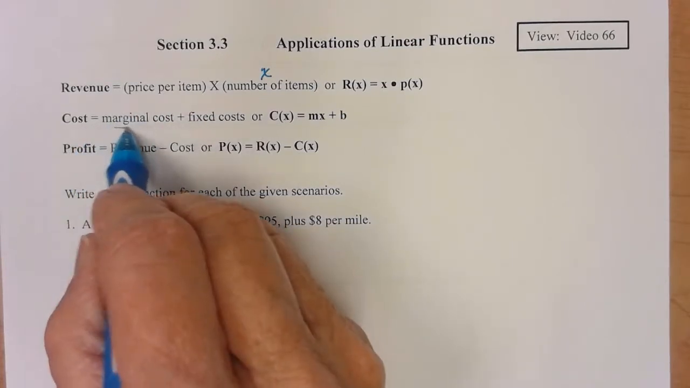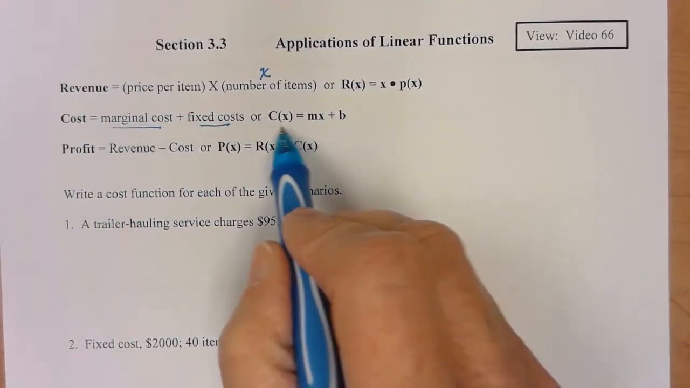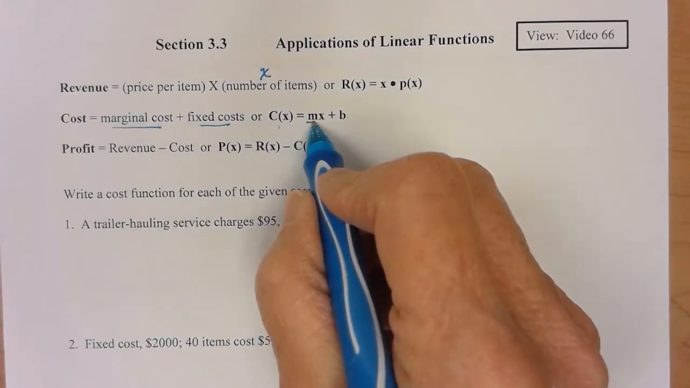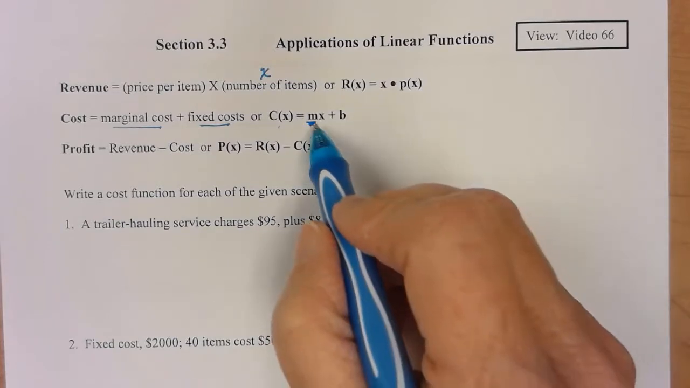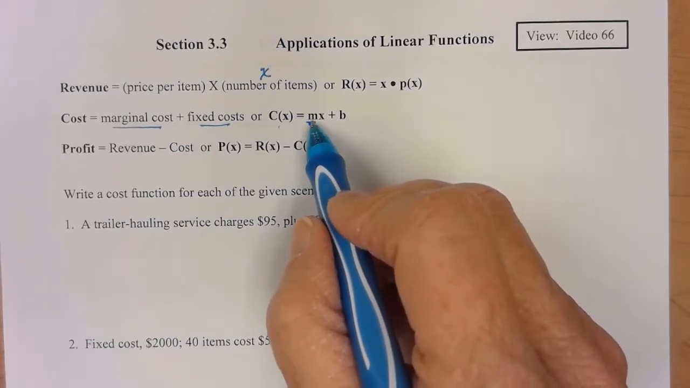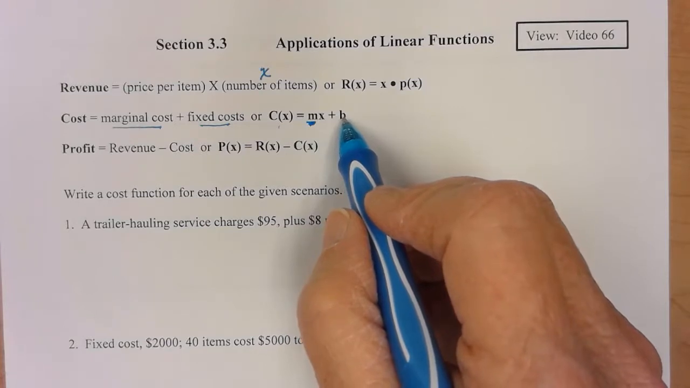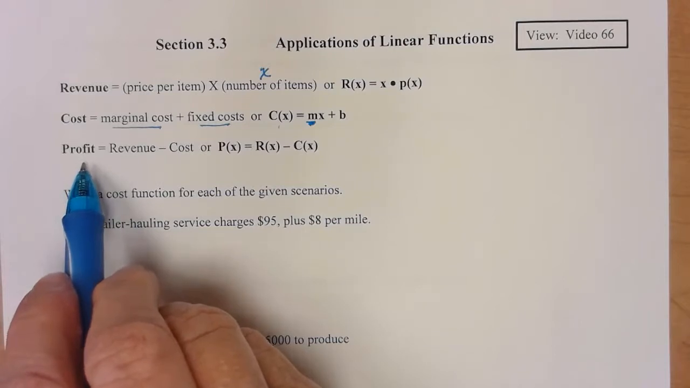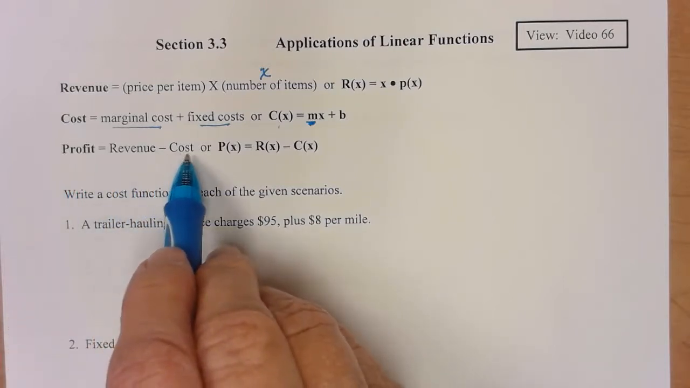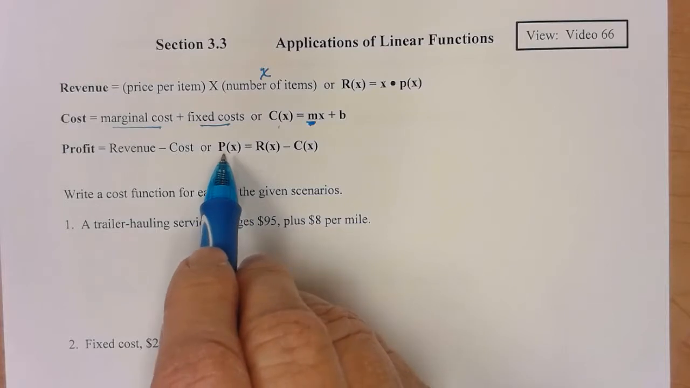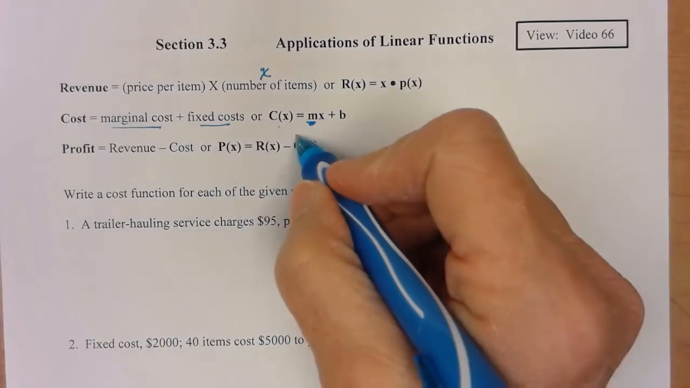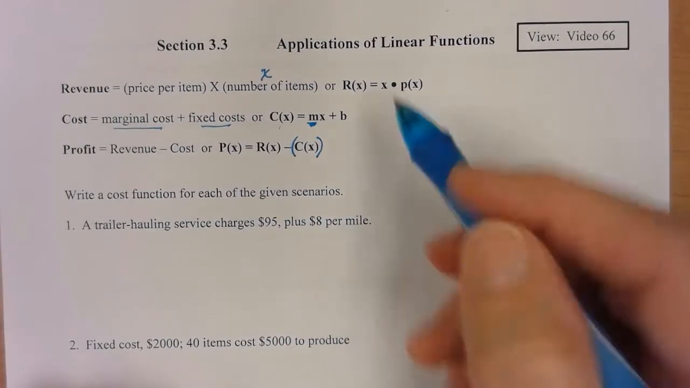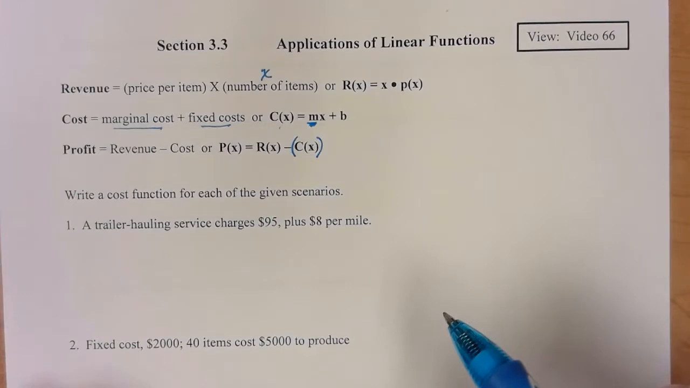Cost, you've got marginal cost and fixed cost. If you'll notice, this looks like our linear equation. I like marginal because of the M for slope, and that is the cost per item. The B is fixed, and they have to distinguish between the two. Your profit function is revenue minus cost, or with symbols, profit equals revenue minus cost, and it's to your advantage if you'll put the cost function in parentheses, because if you'll notice, I've got two terms here.